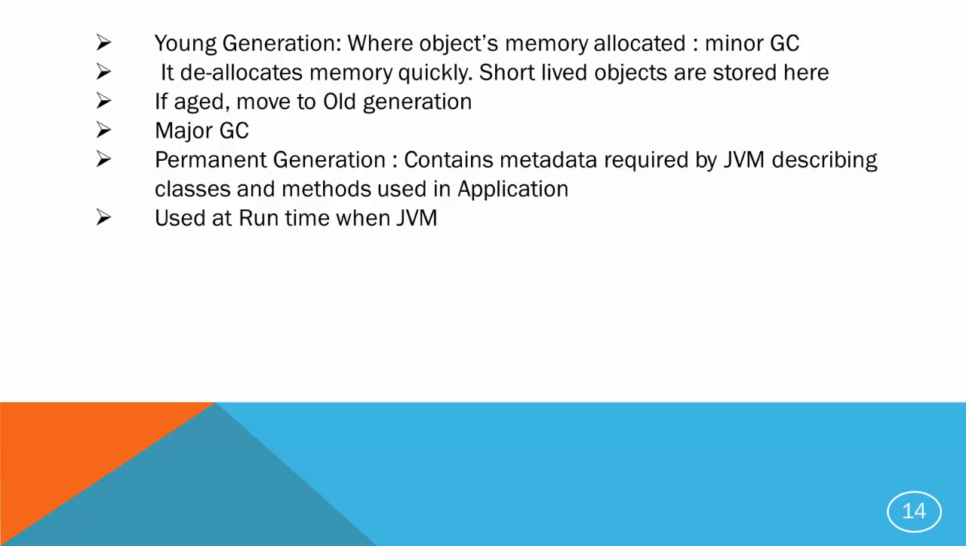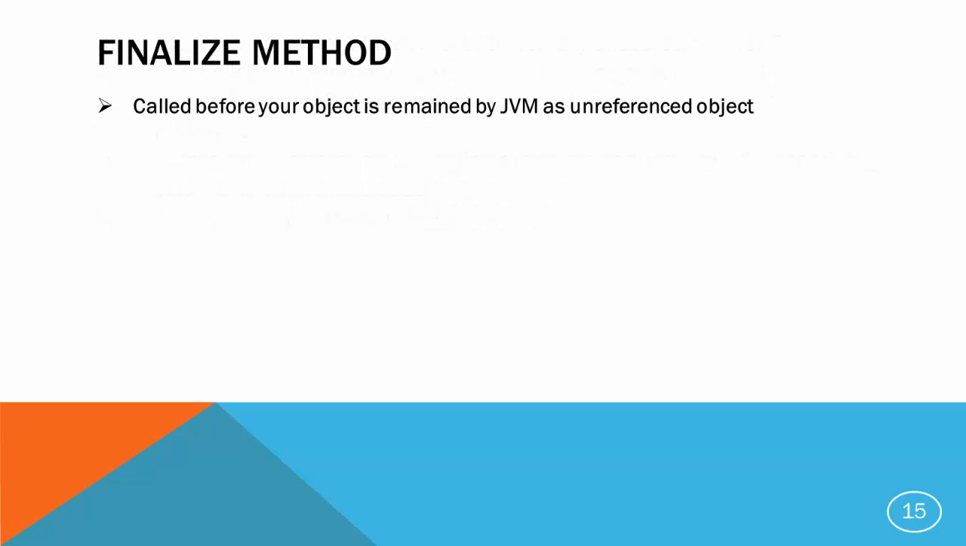Permanent generation, as I said, contains metadata required by the JVM describing classes and methods in the application, used at runtime. When the JVM decides that it has to do garbage collection, then it will perform it. So garbage collection cannot be forced.